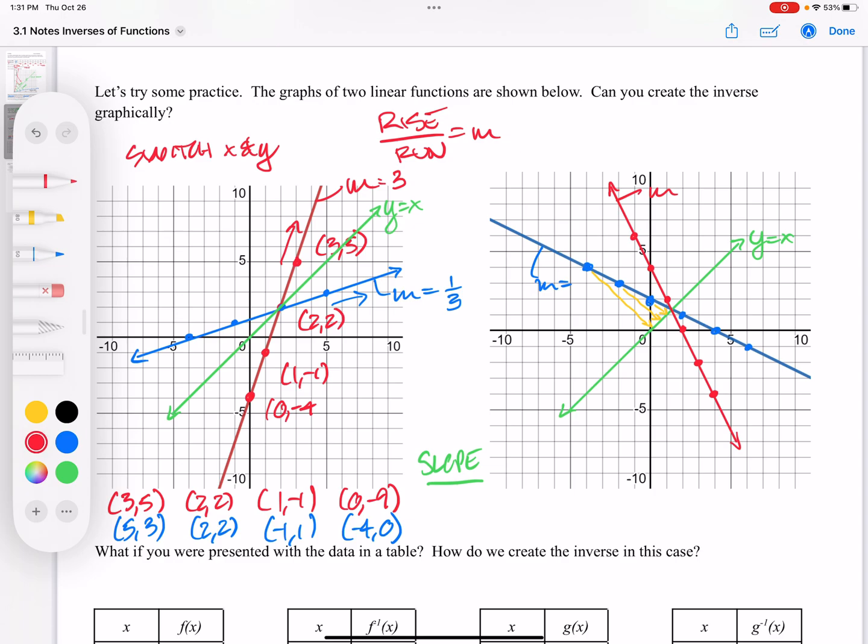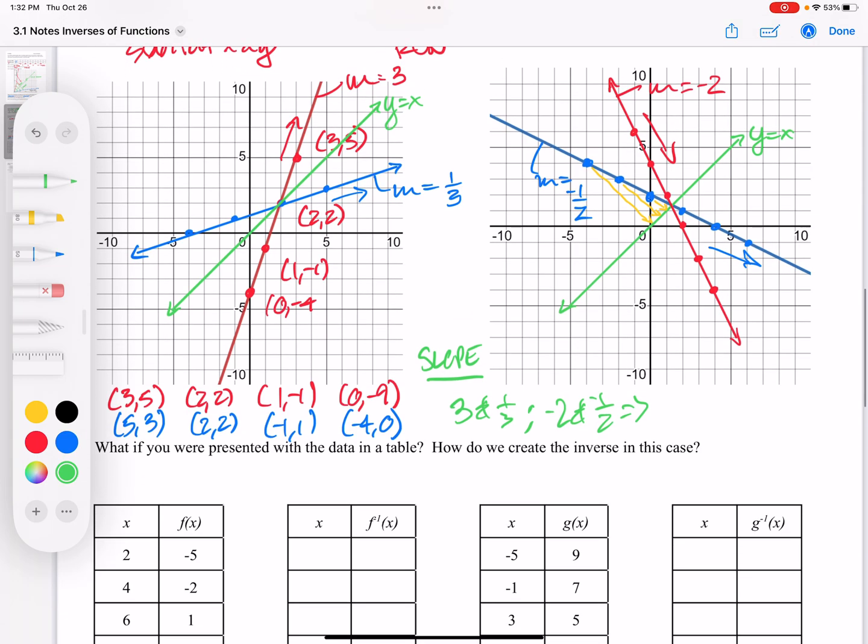On the other side, this one is going down to the right, and this one is also going down to the right. So those are both negative slopes. My red one goes down 2 over 1, so that's -2. The blue one is -1/2. Okay, so my slopes are 3 and 1/3, or -2 and -1/2.